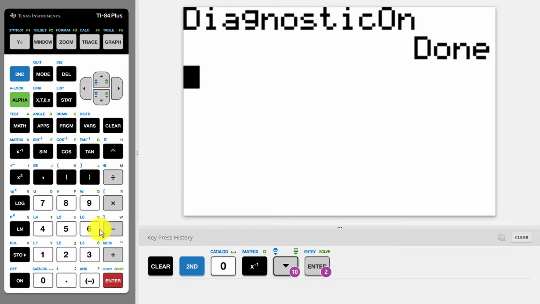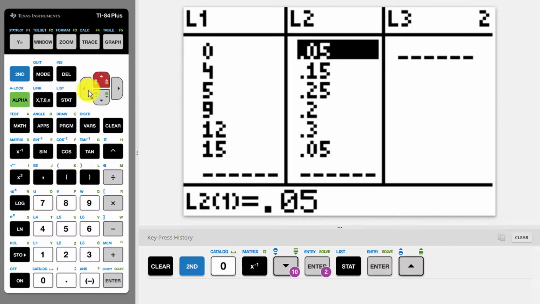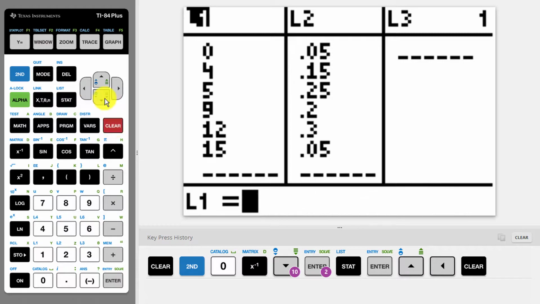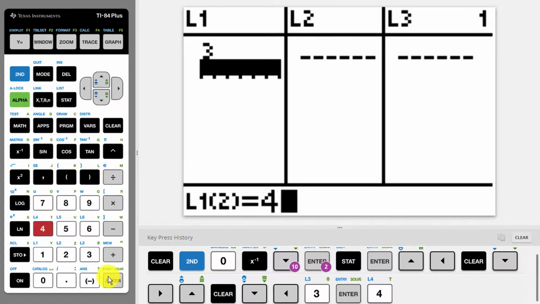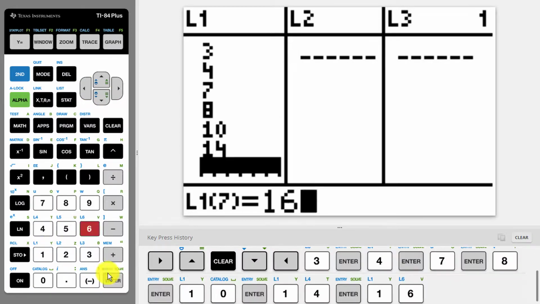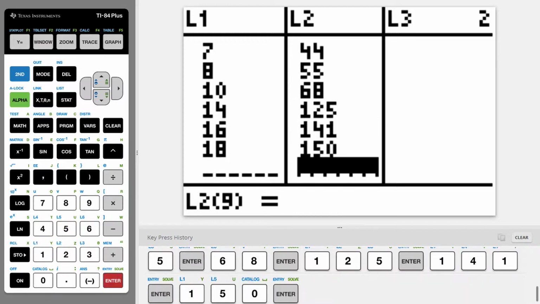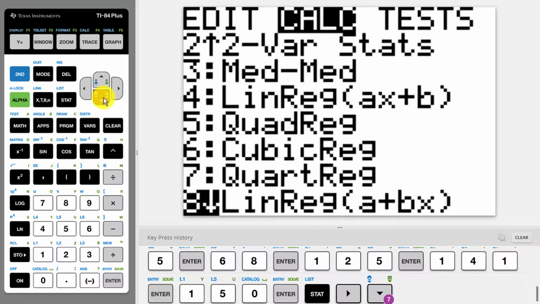Now press Stat, Edit, and you will be at the stat lists. To clear out the lists, hover over the list you would like to clear, press Clear, and then the down arrow. Then enter all of the x values into L1 and all of the y values into L2. After you have entered all of the data in, press Stat again and arrow over to Calculate. Scroll down to option 8, which is lin reg a plus bx.